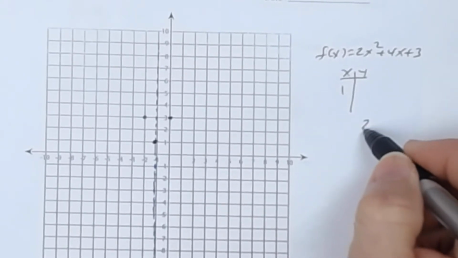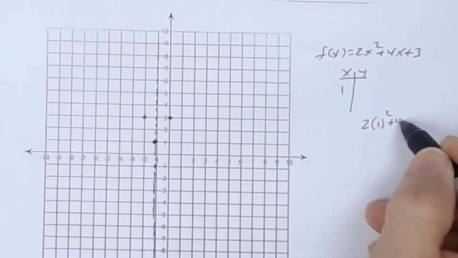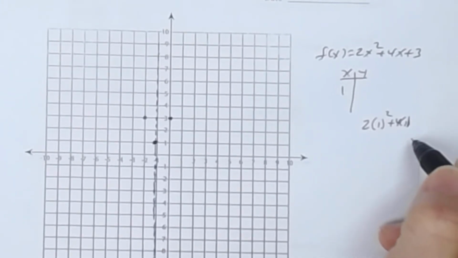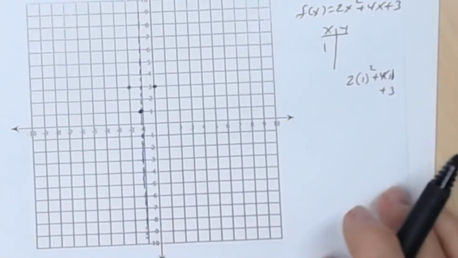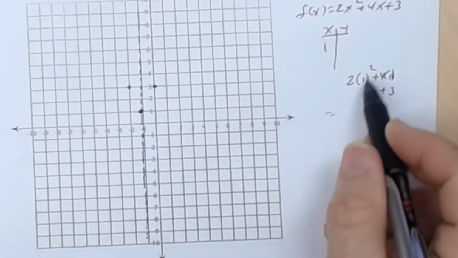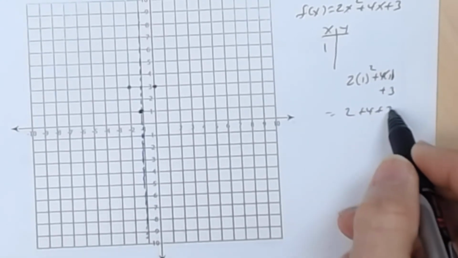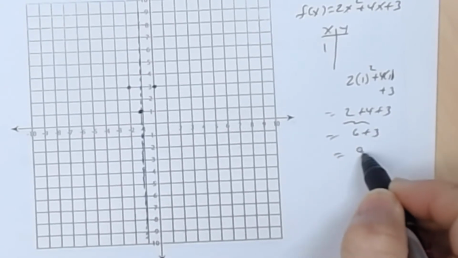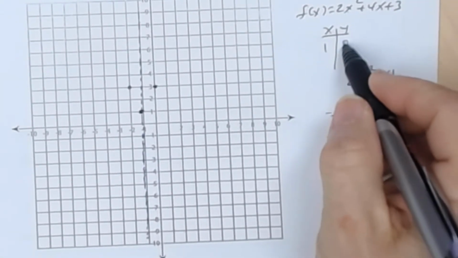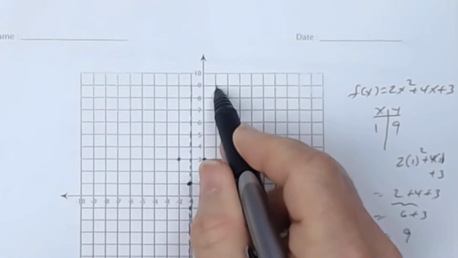We get 2 times 1 squared plus 4 times 1 plus 3. I was running out of room here. So I get 1 squared is 1, 1 times 2 is 2, 4 times 1 is 4, plus 3, so I get 6 plus 3, which is 9. So I found another point on the graph. Another point on the graph is (1, 9), right here.